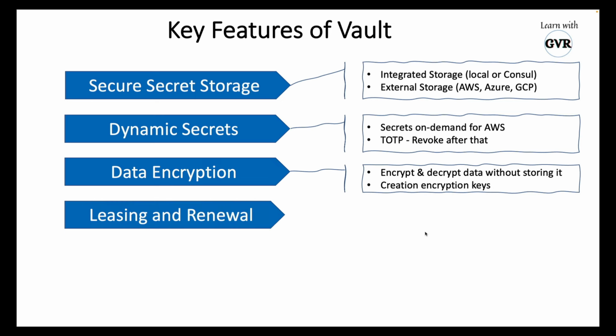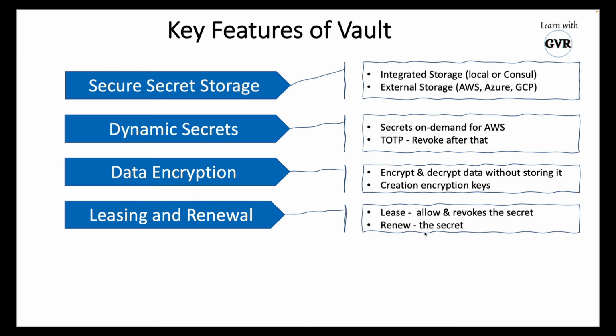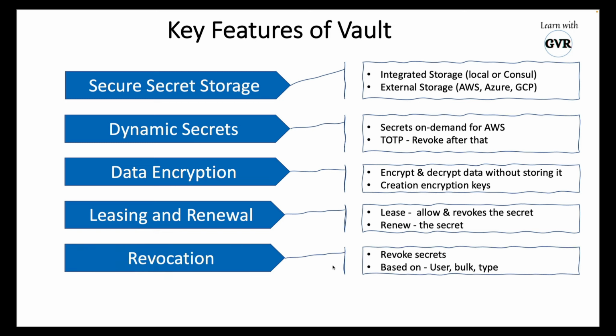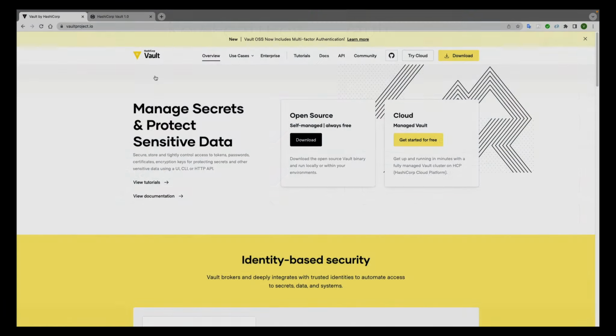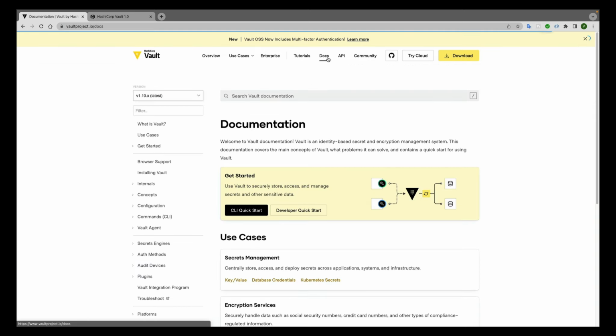Another one is leasing and renewal. Based on the lease, a secret will be valid for a certain period, such as 1 year, 6 months, or 3 months. You can renew, and you can revoke. Revocation means you can revoke based on the user or based on a certain condition. You can revoke based on multiple parameters. These are the high-level features of Vault, which are also in the official documentation.